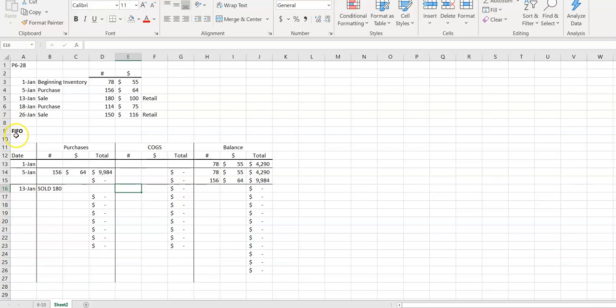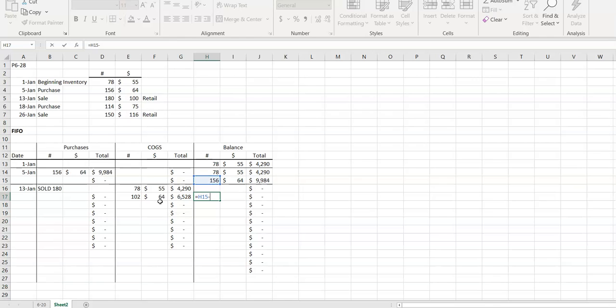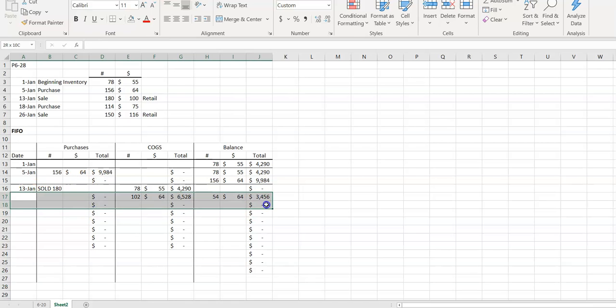All right, so we're doing first in, first out, so FIFO. So I'm going to do this 78 first at the 55. All right, I need 180 total. So I need 180 minus the 78 that I already have. So I need 102 more. We're going to be out of this 156, so it's 64. And then this one, I had 156 minus the 102. So I have 54 left at the $64. And that's my ending inventory at that moment. Draw a line under it.